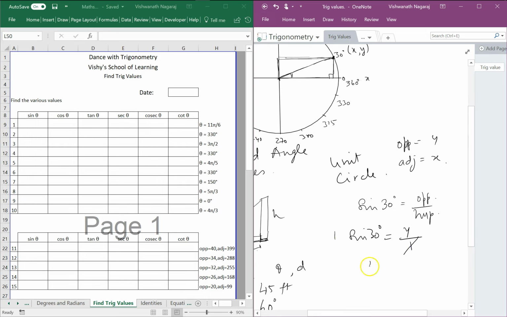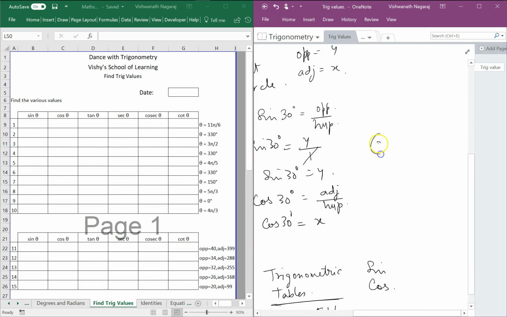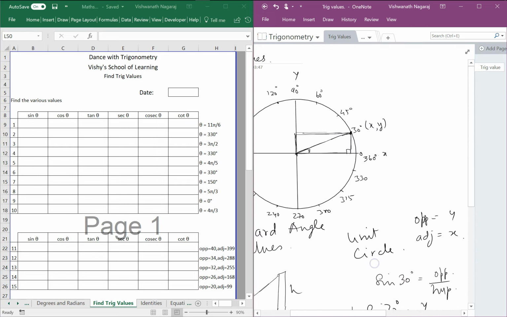So I can remove this and put it here. So sine 30 degree equal to y. Okay, similarly cos 30 degree is equal to what? Not opposite, adjacent by hypotenuse. Again hypotenuse is 1, so x is equal to cos 30, right? So the coordinate of that point becomes x comma y is equal to cos theta comma sin theta, right? So this x comma y is equal to cos theta comma sin theta, right?